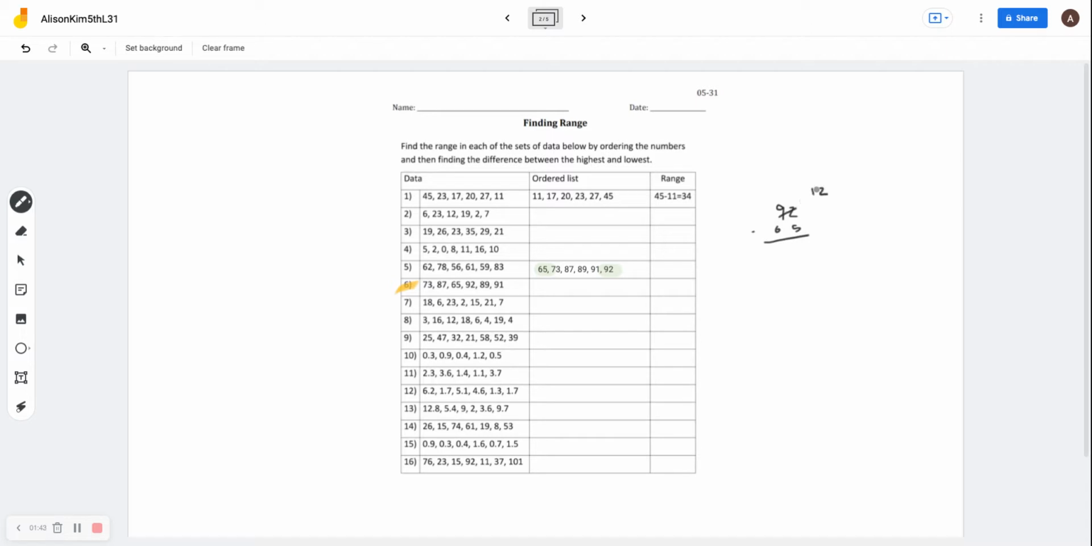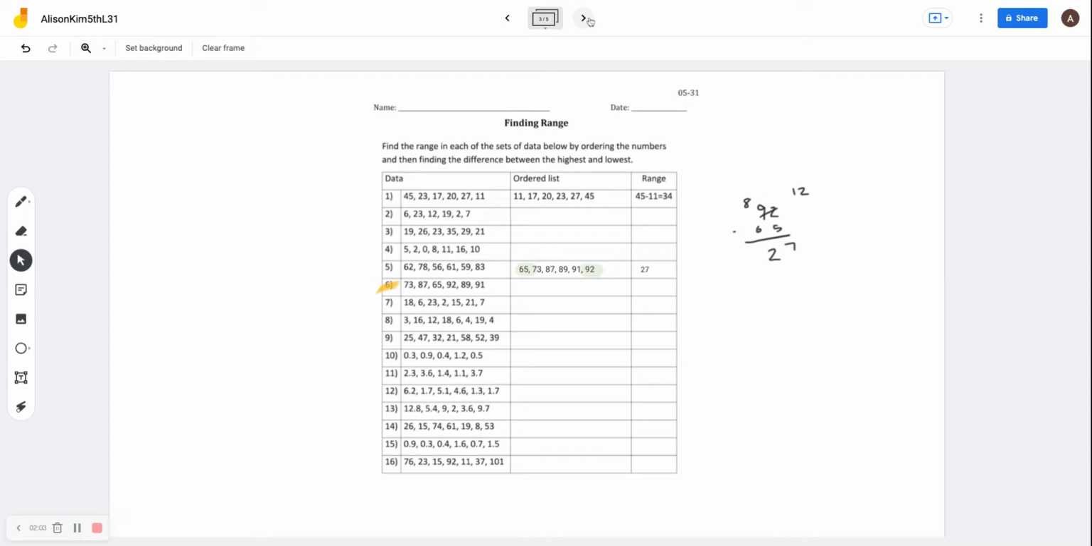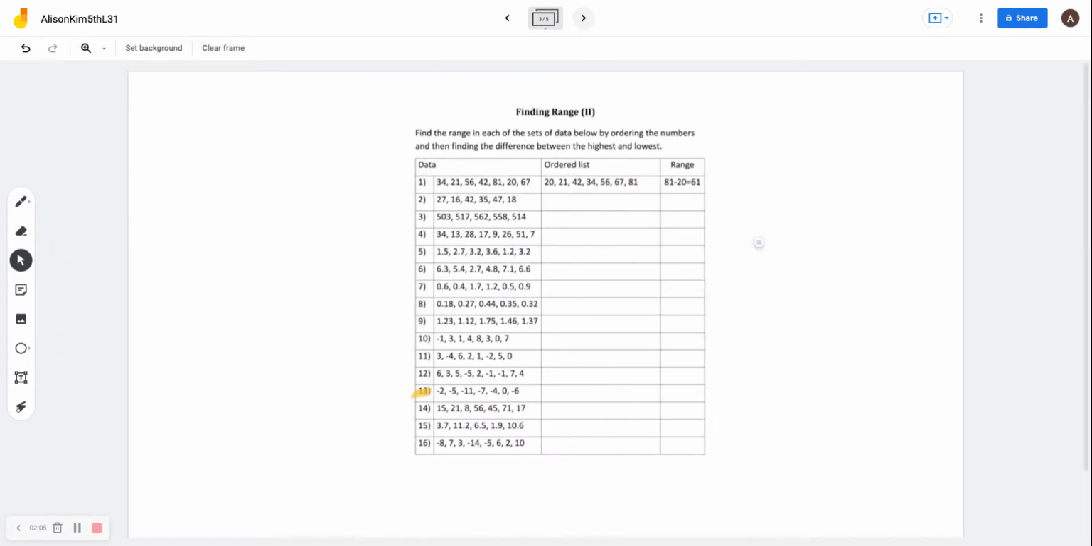So 12 minus 5 gives us 7. 9 becomes 8 because we're borrowing for the 12. And then 8 minus 6 equals 2. So our answer would be 27. It's fairly easy. You just need to remember the definition of range. Once again, let's do another one.